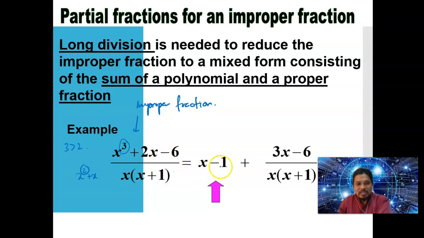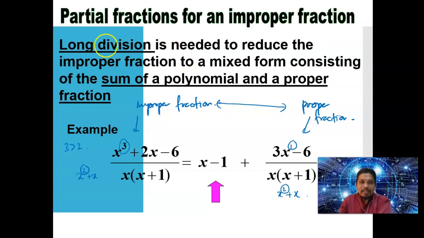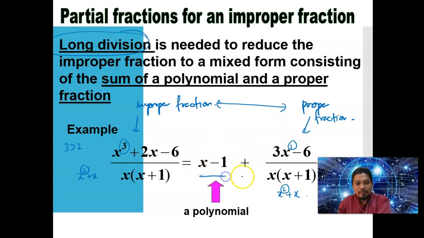Division of this gives you x minus 1. Look at this one here: x multiplied with x plus 1 gives you x squared plus x, and the degree of x of the numerator here is equal to 1, and here it is 2. So the degree of x from the numerator is less than that of the denominator. Now this is a proper fraction. From improper to proper fraction, we need to use long division, and that gives a polynomial of x minus 1.